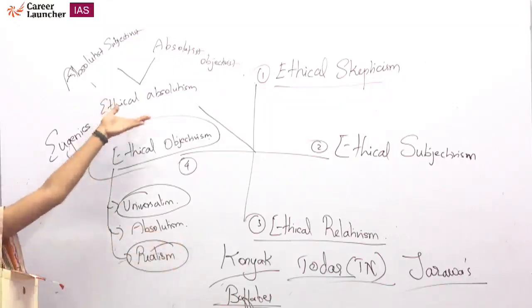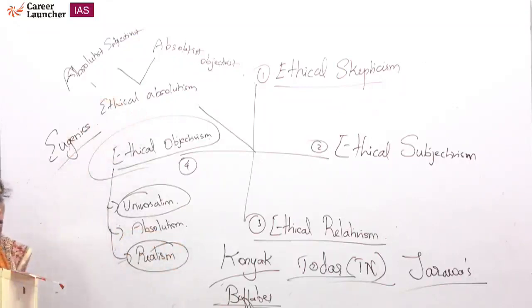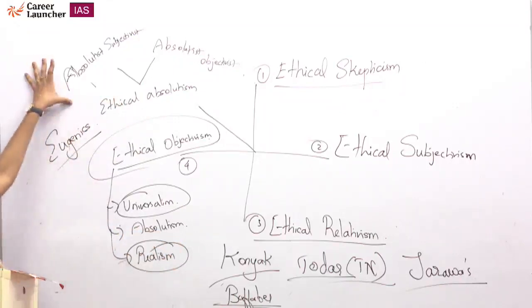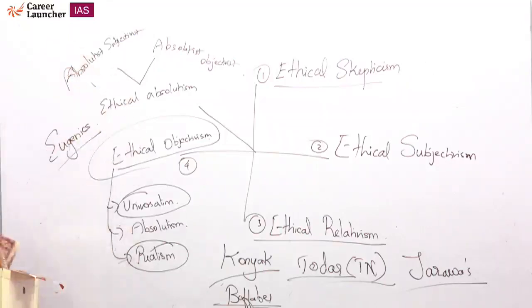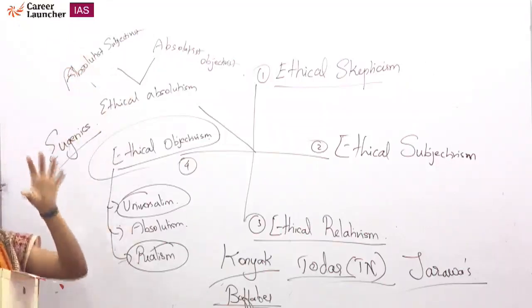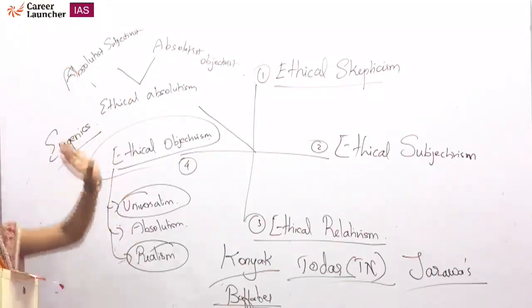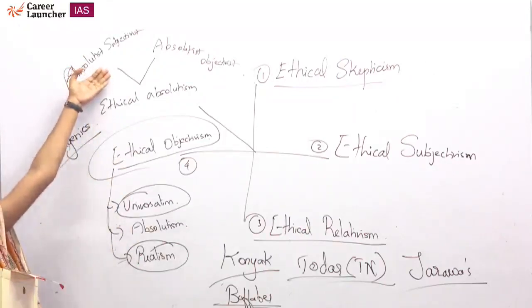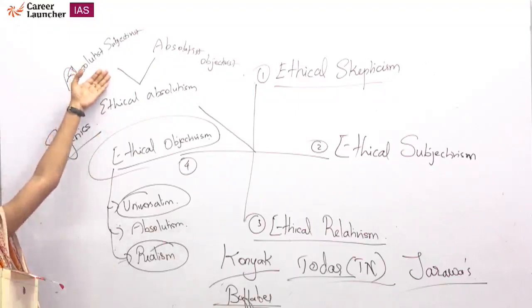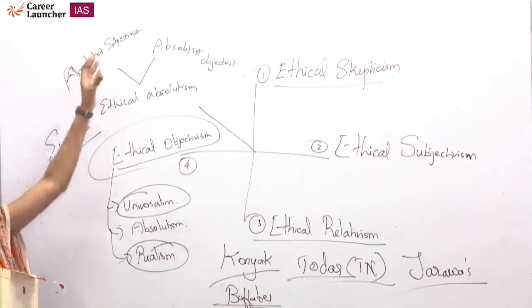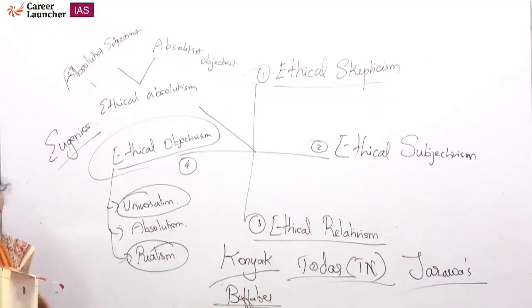Absolutism is the last concept which you have to know. We are splitting this into two: absolutist subjectivist. They say, yes, there are some universal moral principles, universally applicable to everyone, but they say it does not arise from any other world, or from some God who has given those principles. It arises from each and everyone's heart.